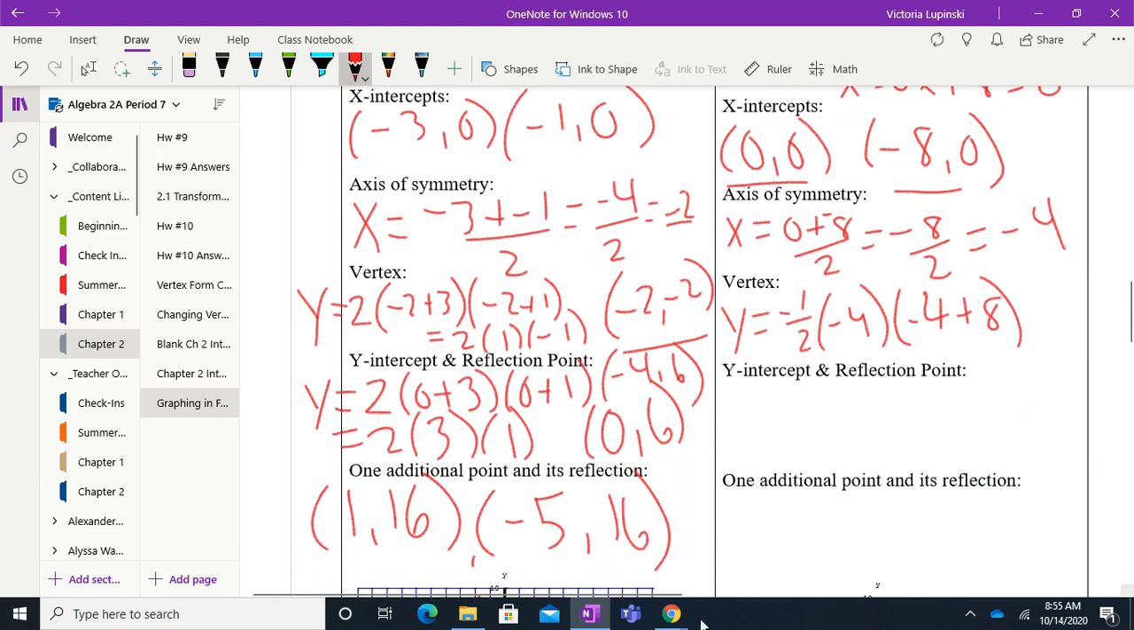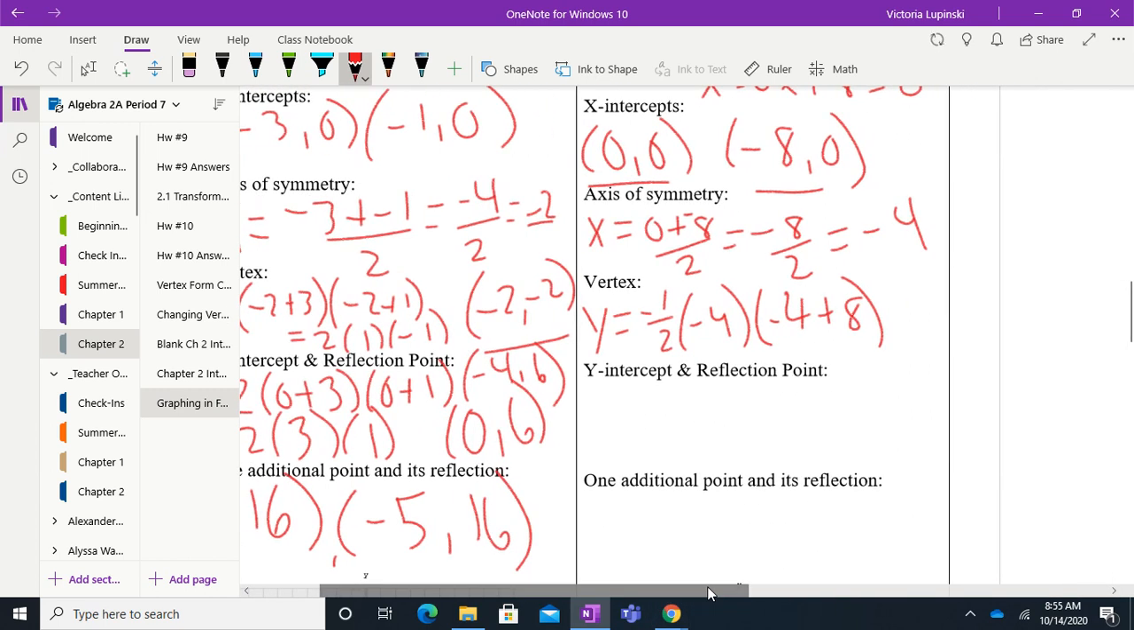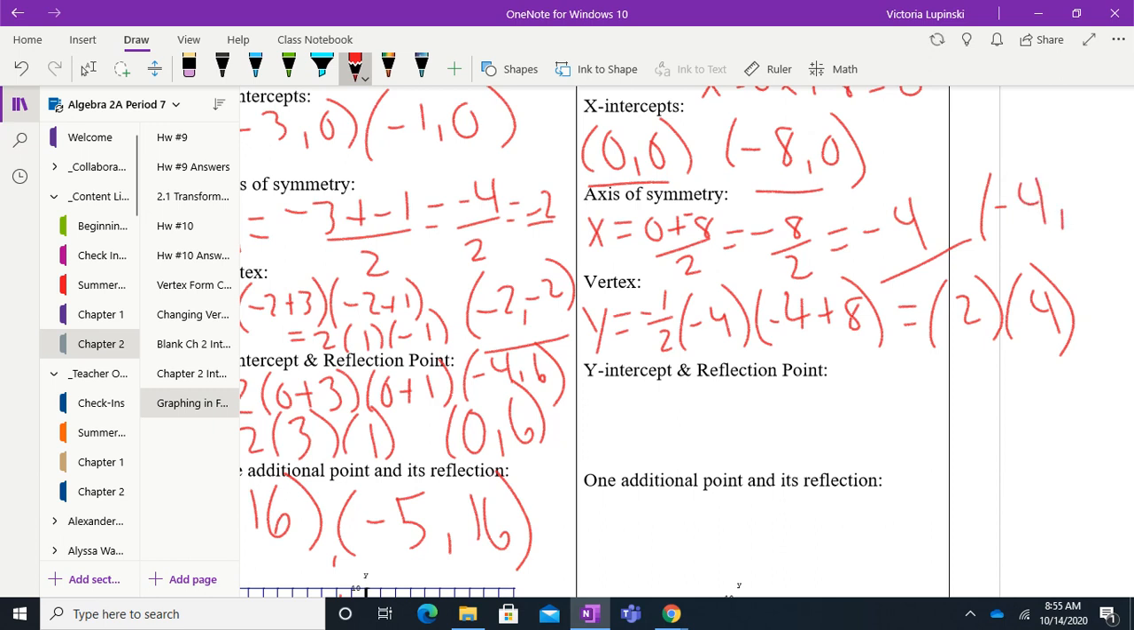Again, feel free to calculate that step by step, or you can just go ahead and plug it into your calculator. That's going to wind up being, so -1/2 times -4, that's +2. -4 plus 8 is 4. 2 times 4 is 8, which means that the vertex is going to be the point -4, 8.